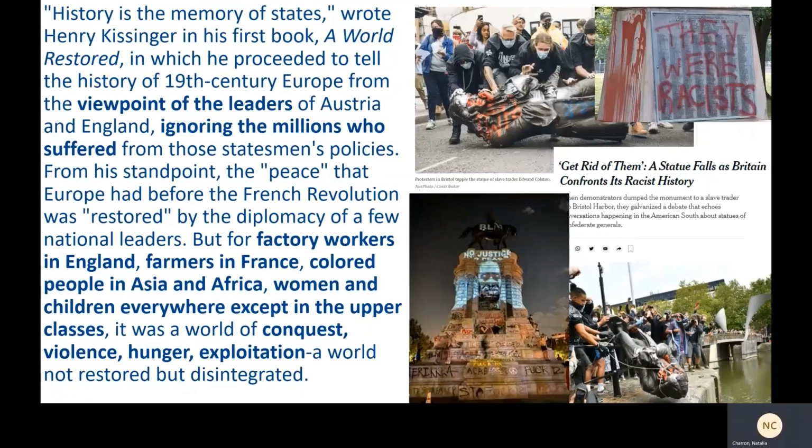"History is the memory of states," wrote Henry Kissinger in his first book, A World Restored, in which he proceeded to tell the history of 19th century Europe from the viewpoint of the leaders of Austria and England, ignoring the millions who suffered from those statesmen's policies. From his standpoint, the peace that Europe had before the French Revolution was restored by the diplomacy of a few national leaders. But for factory workers in England, farmers in France, colored people in Asia and Africa, women and children everywhere except in the upper classes, it was a world of conquest, violence, hunger, exploitation, a world not restored, but disintegrated.